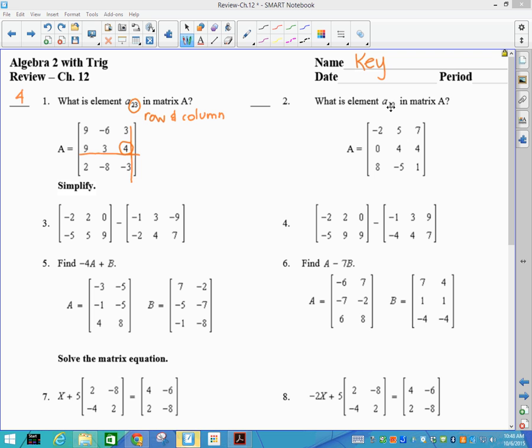All right. Which element is in row 1, column 2? That answer is 5.